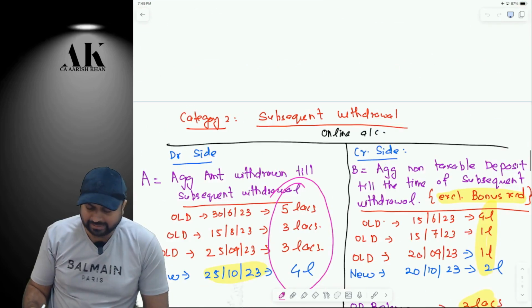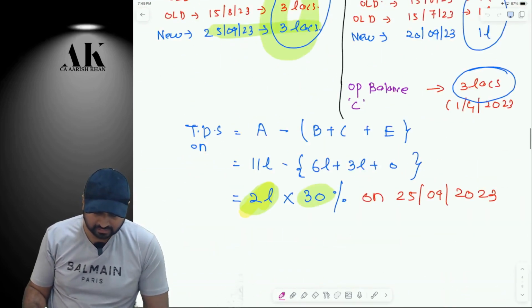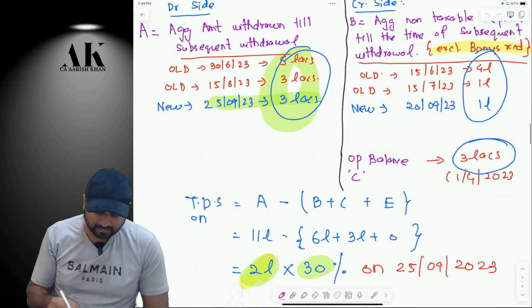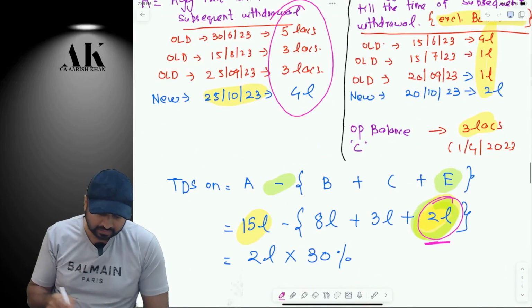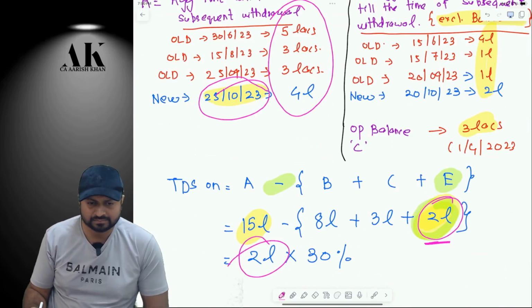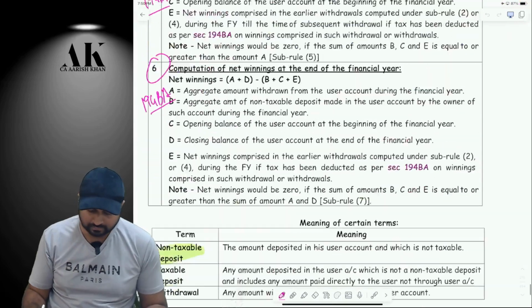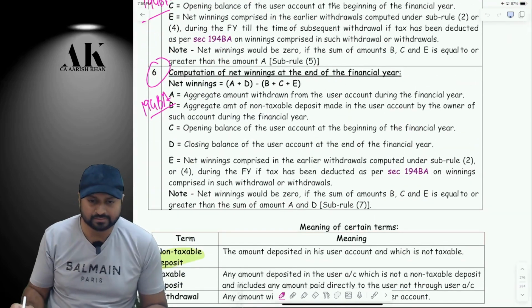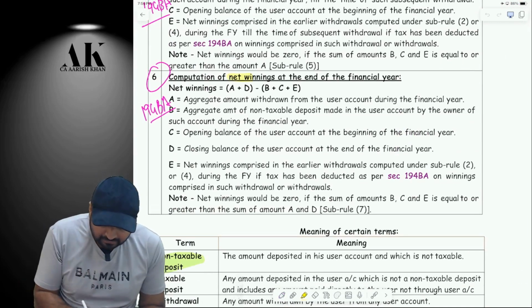Now, how many times has TDS been deducted this year so far? Two times, correct? One is on 25th September on 2 lakh rupees, and one is on 25th October on again 2 lakh rupees. Now, let's come to one last thing, and that is the year end. In the year end, what will happen?